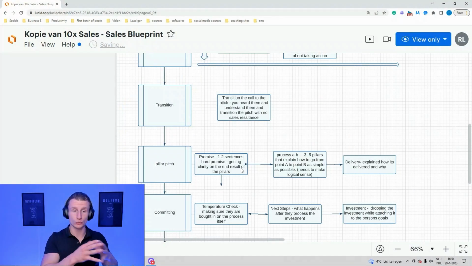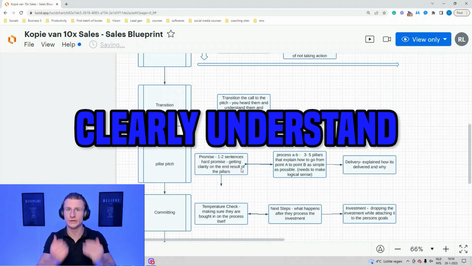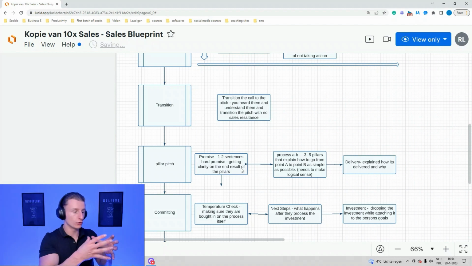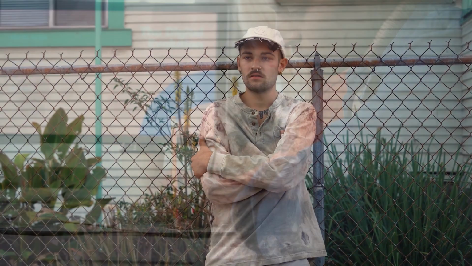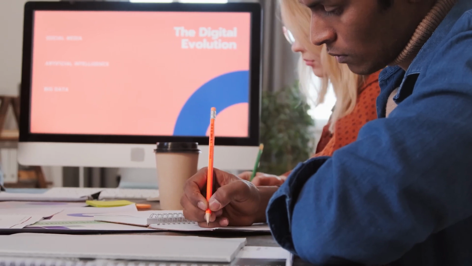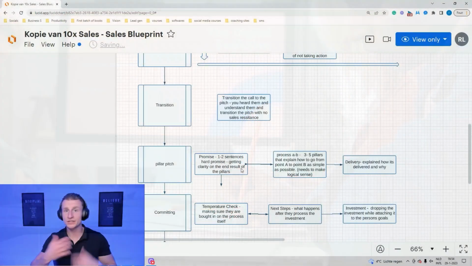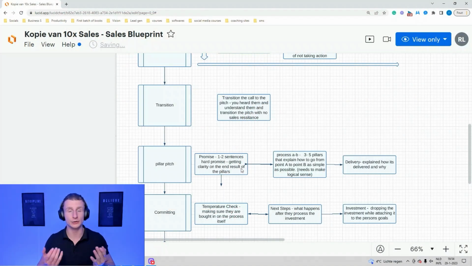Because especially with cold clients, with cold prospects, they just need to clearly understand what you have to offer and how it can eventually help them. Because if they are cold, they don't really know exactly what you do. And so then the pillars and the explanation of the pillars become more and more important, because they just want to know what you exactly do and how you can help them.